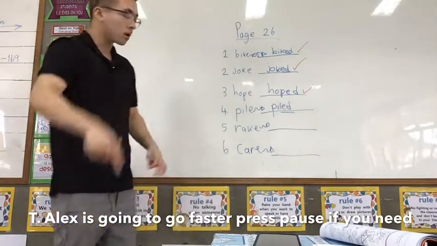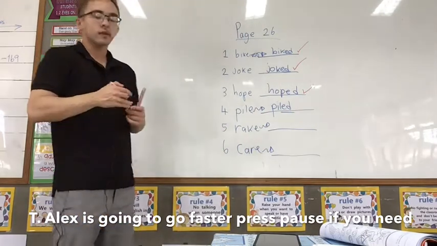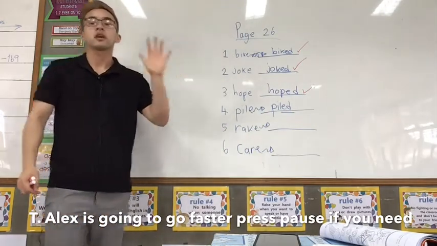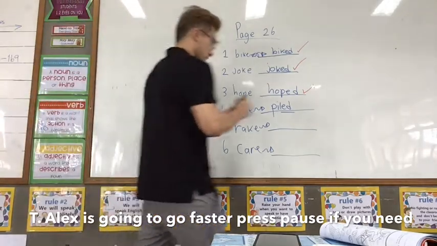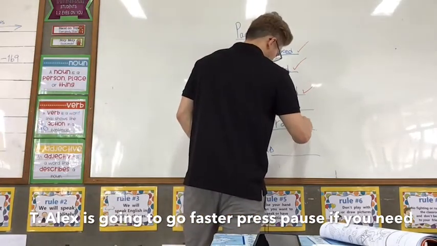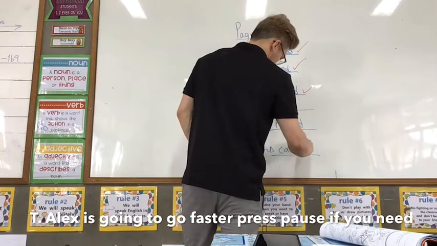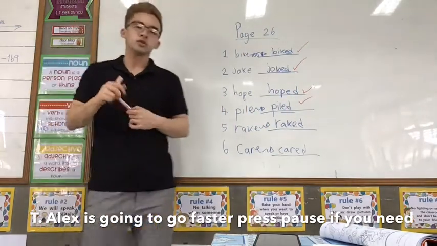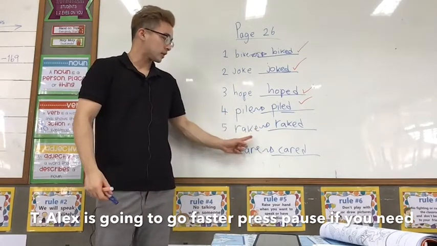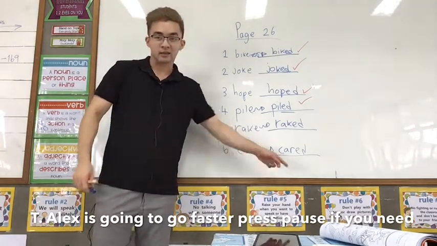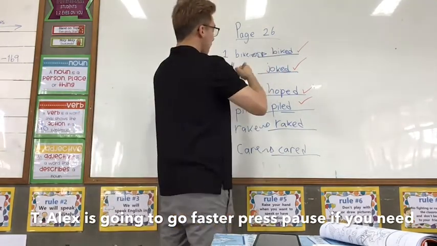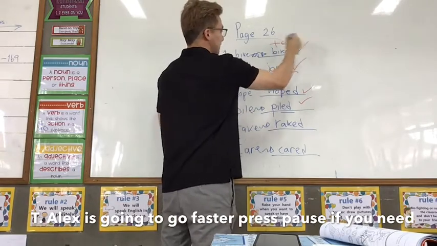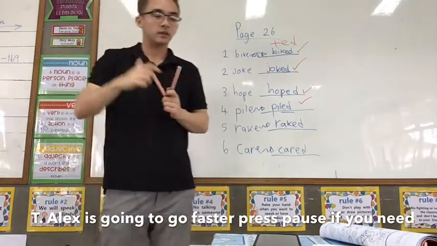Okay, I want you to do number 5 and number 6. If you need more time, press pause. Easy peasy, right? All you do is add ed. Rake turns to raked. Care turns to cared. Remember, past tense, add ed. Okay, well done.